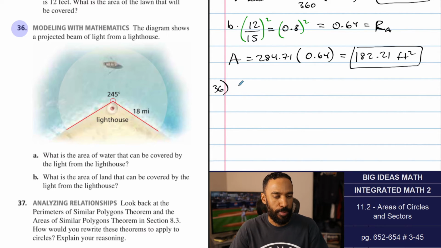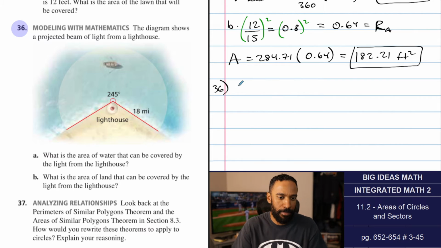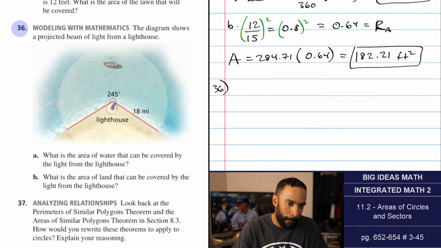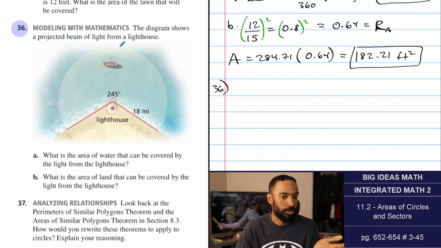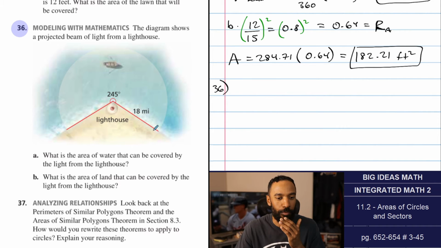Number 36, modeling with mathematics. The diagram shows a projected beam of light from a lighthouse. So this is a top-down view, and the light goes this way, right? I was trying to think, maybe it goes fully around, I guess. What is the area of water that can be covered by the light from the lighthouse?